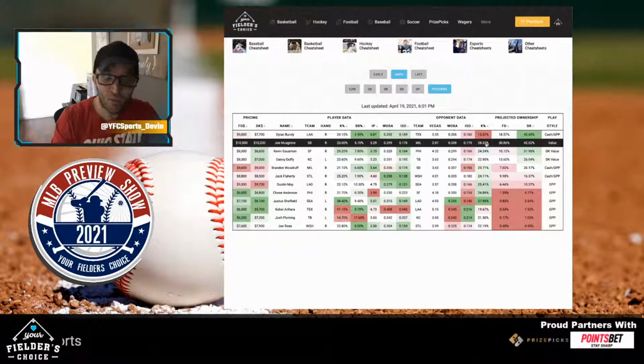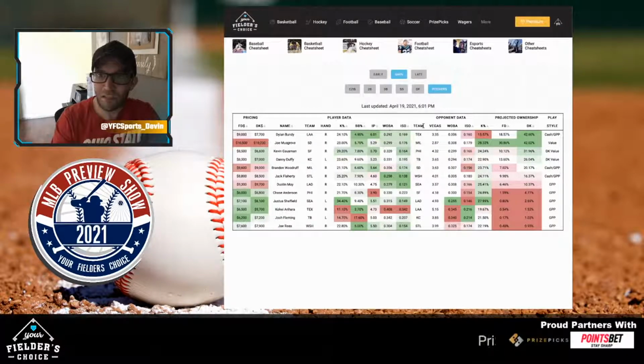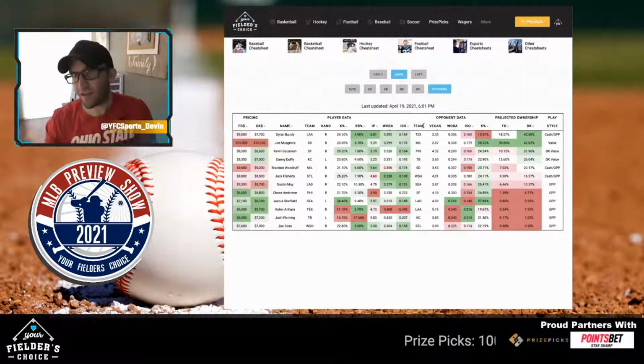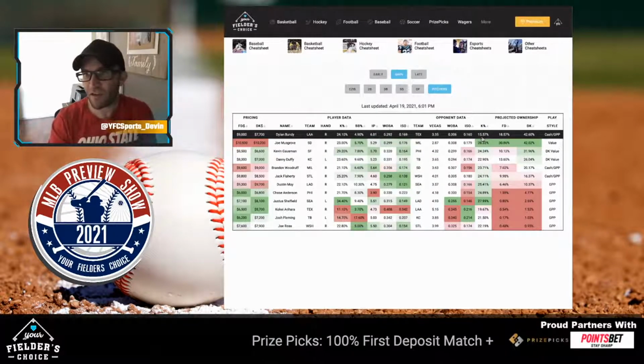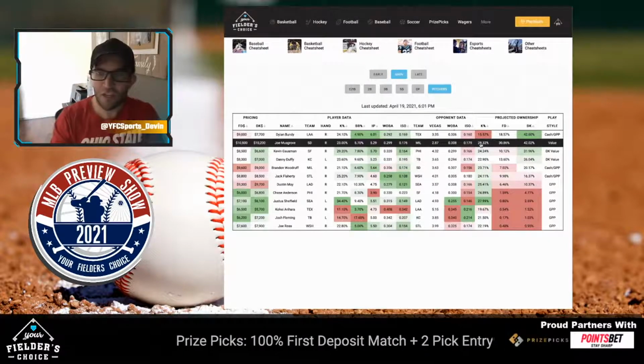This is another one where it's really important to get the final lineup because, again, maybe a guy that strikes out a ton isn't starting. That might bump this number down a little bit, or vice versa. If a guy who strikes out a ton is in the lineup, it pushes that number up a little bit.